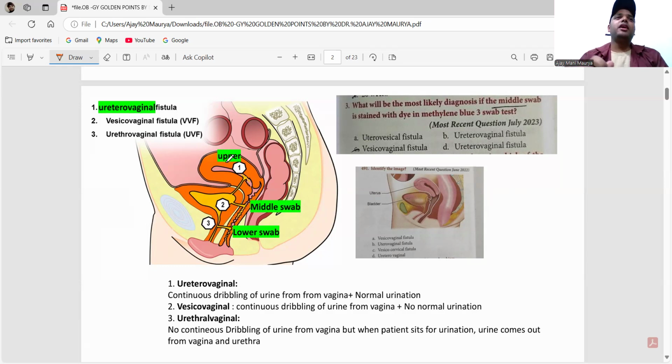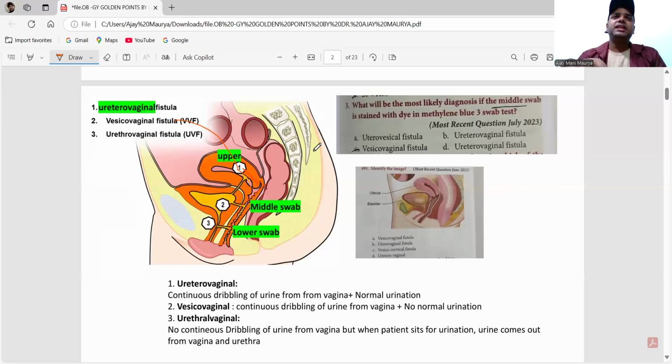So guys, we are having the fistulas: uterovaginal fistula, vesicovaginal fistula, urethrovaginal fistula. This is the vagina, and the vagina is going to connect to the ureter. Next one, vesico, the bladder. The bladder is going to connect with the vagina. Urethra means the urethra is going to connect with the vagina. See here, this is the fistula forming.